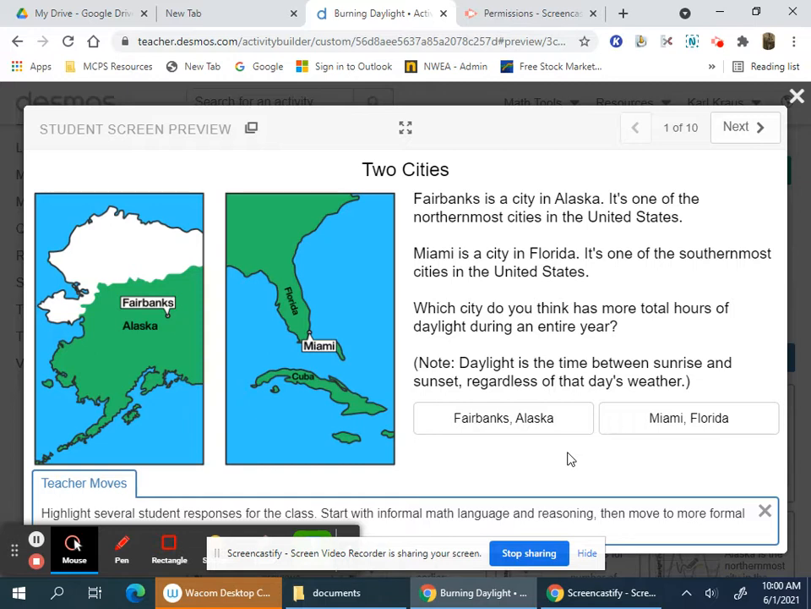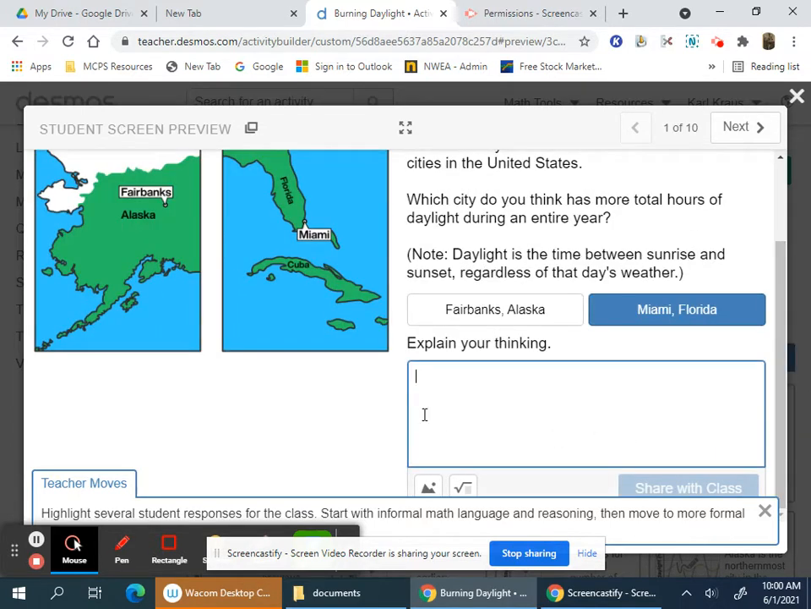Which city do you think has more hours of daylight during an entire year? Daylight is the time between sunrise and sunset, regardless of the day's weather. I would guess Miami because it's closer to the equator.